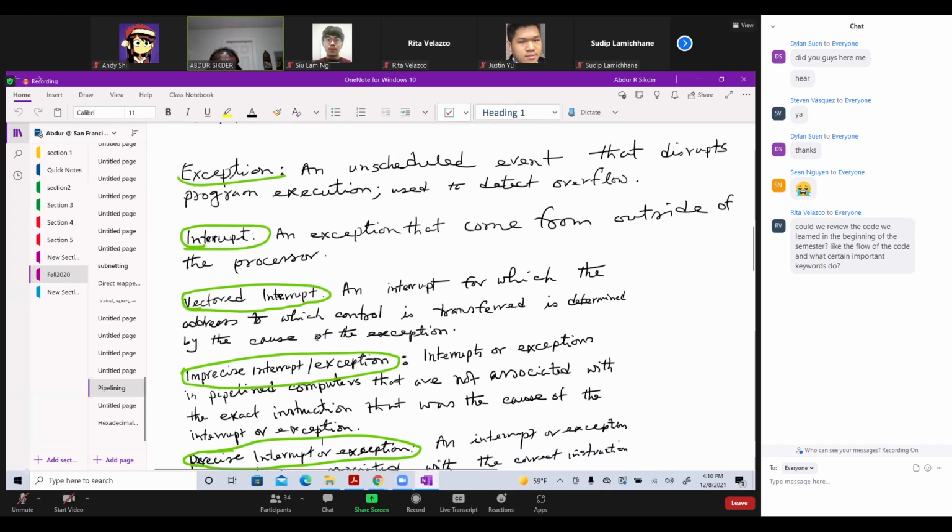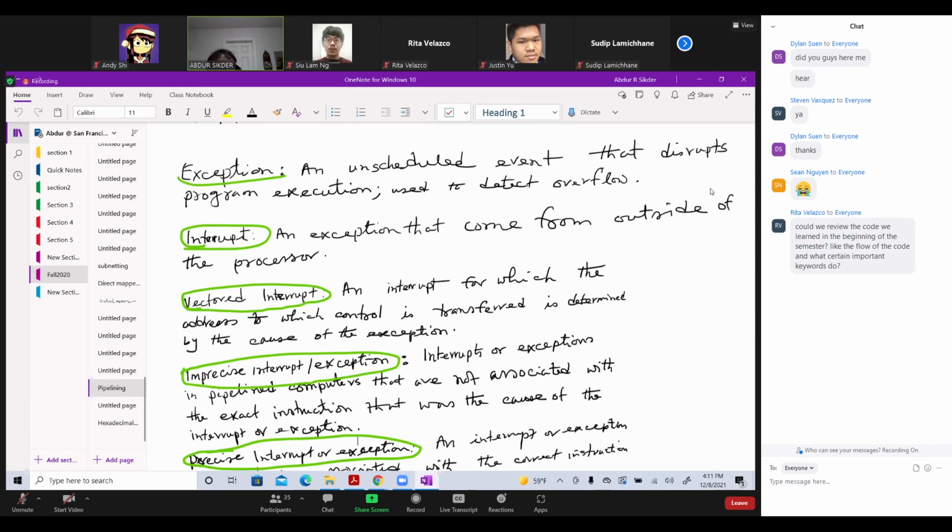And then we have the other chapter, the exception and interrupt. An unscheduled event that disrupts the program execution, used to detect overflow. So that's exception. It's called exception. And the interrupt is an exception that comes from outside of the processor. So the exception is the internal events, and the interrupt is the external events. So maybe keyboard or some other device not working properly, not sending the signals. So microphone or something. So that's some interrupts.